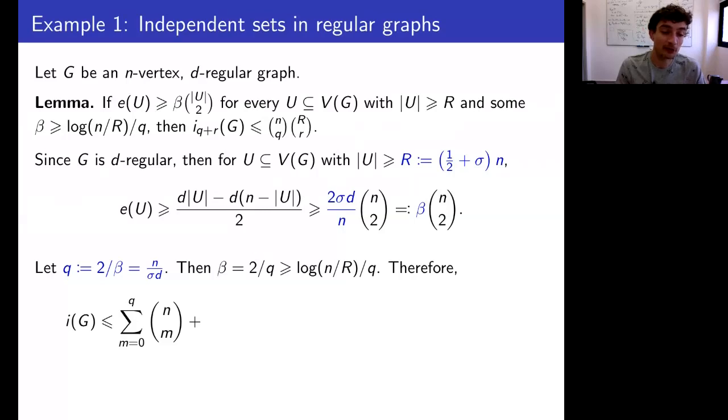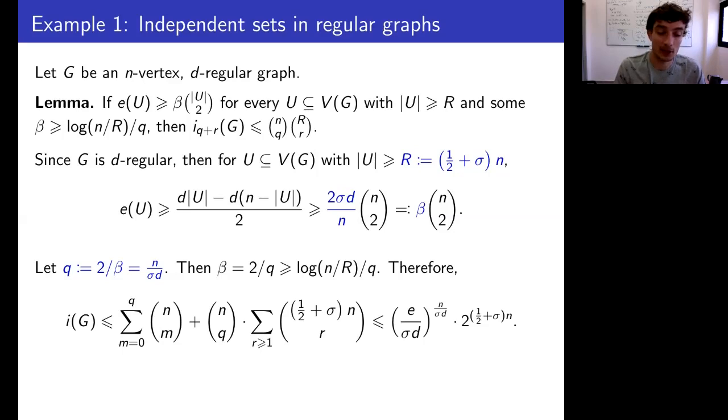And how can we count now the independent sets? The independent sets of size up to Q, we just count trivially. They are just subsets of the vertex set of the graph. But for sets which are larger than Q, we can apply the lemma, which says that there's at most n choose Q times R choose R. And our R was chosen to be (1/2 plus sigma) times n.